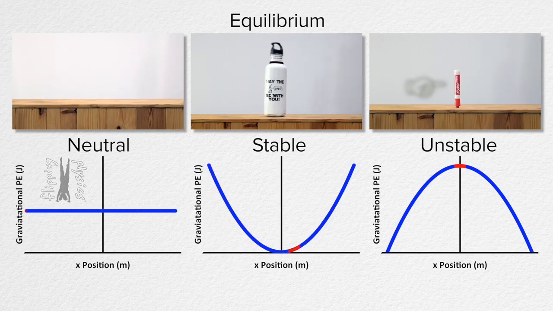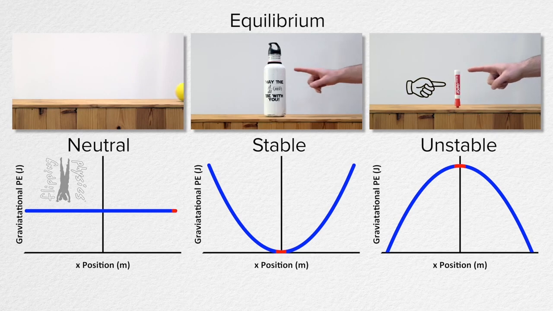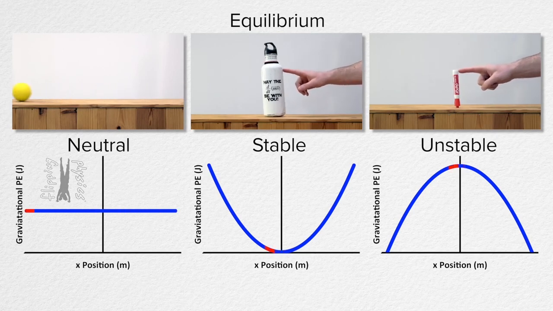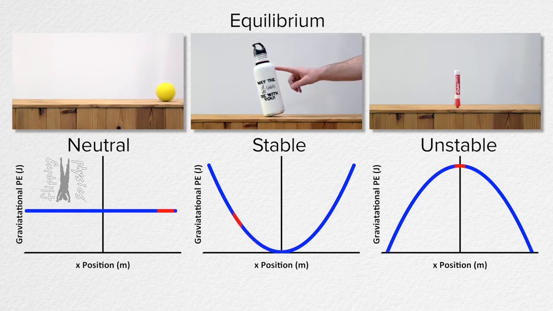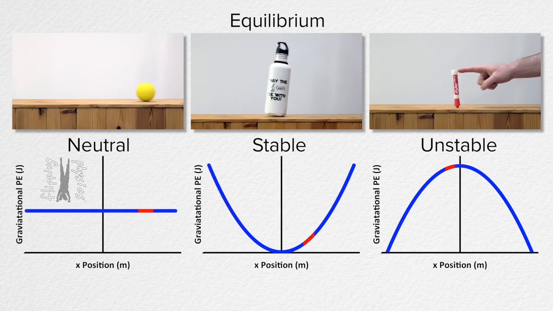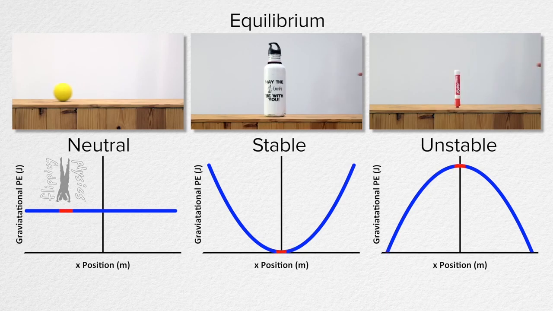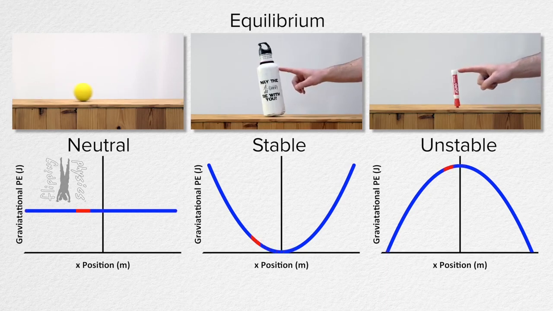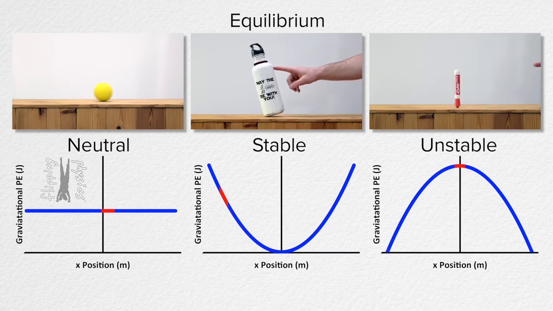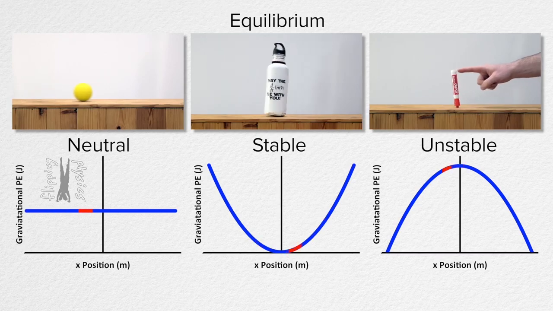This dry erase marker is in unstable equilibrium because its gravitational potential energy decreases as its position moves away from the equilibrium position. This is because the center of mass of the dry erase marker goes down as the position goes away from equilibrium. In other words, the dry erase marker naturally moves away from the equilibrium position when it loses gravitational potential energy.